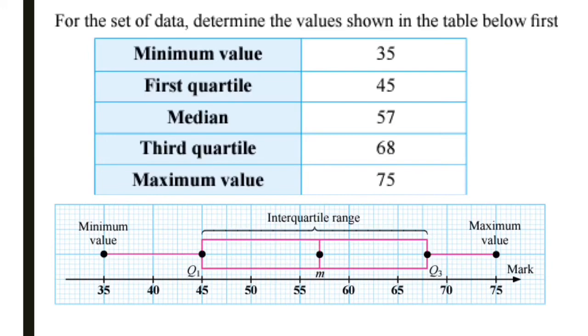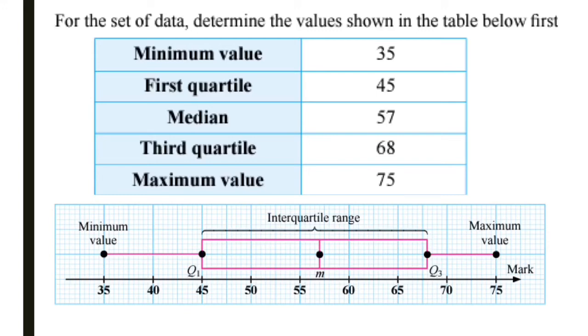Then after that we will join them using vertical lines and horizontal lines. We will join using a horizontal line first, from minimum value to the first quartile. Then you draw a vertical line for Q1. Make sure the scale is nice. And then you draw a vertical line for the median and a vertical line for the third quartile. There are 3 vertical lines.